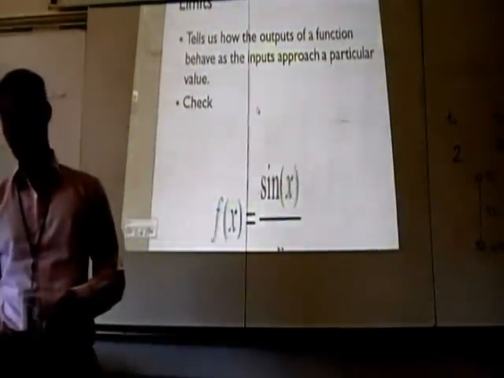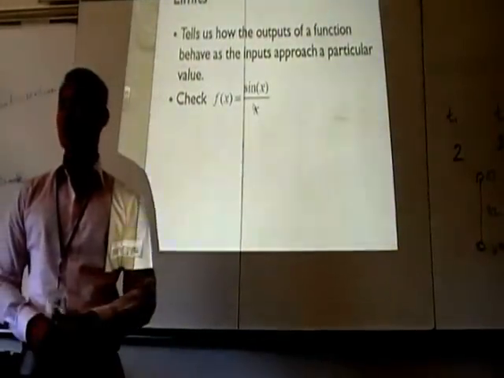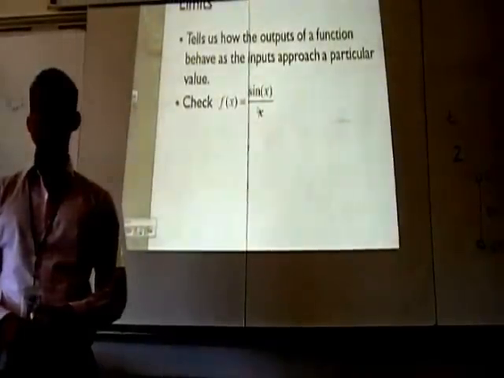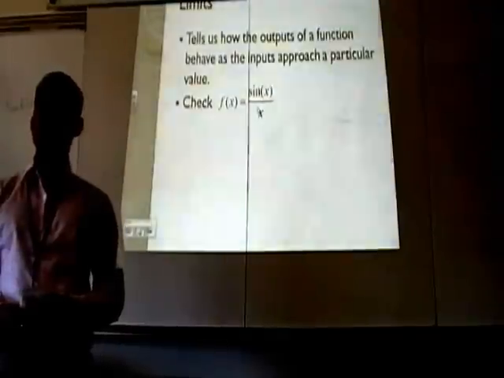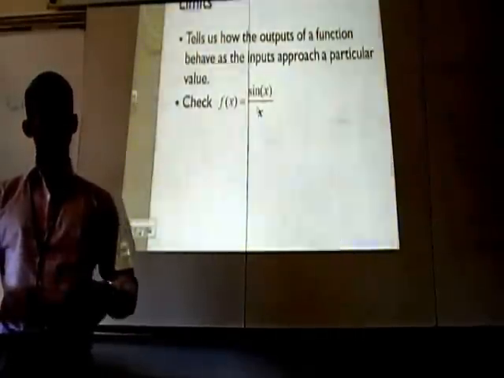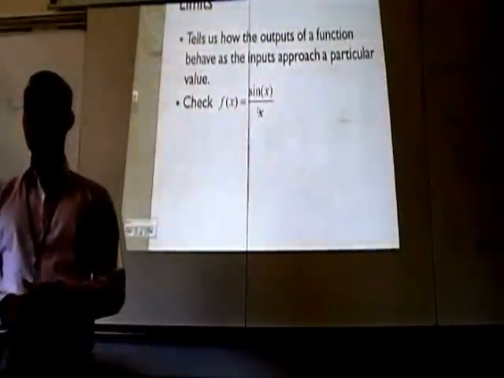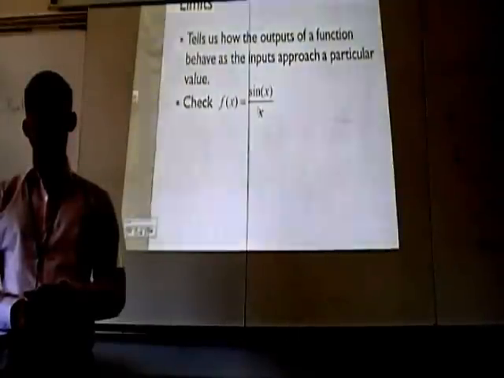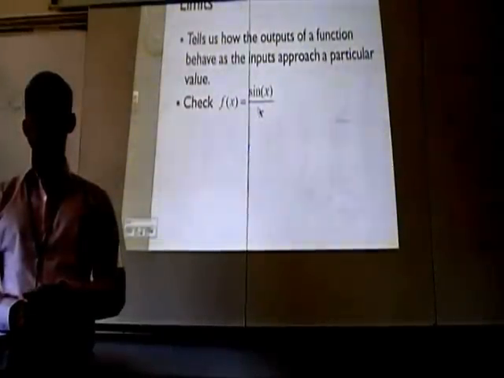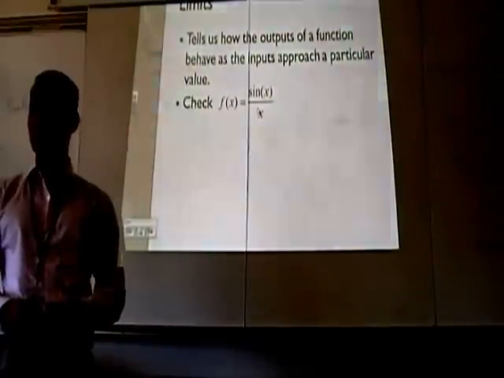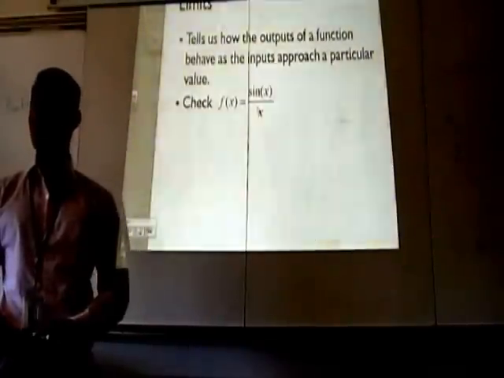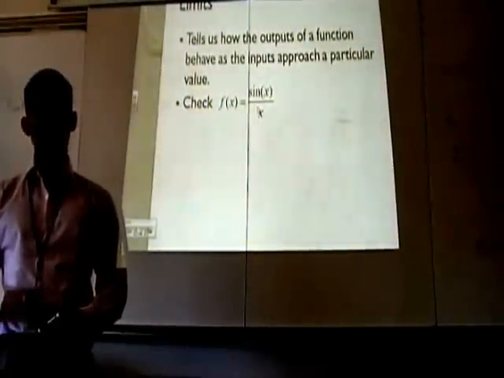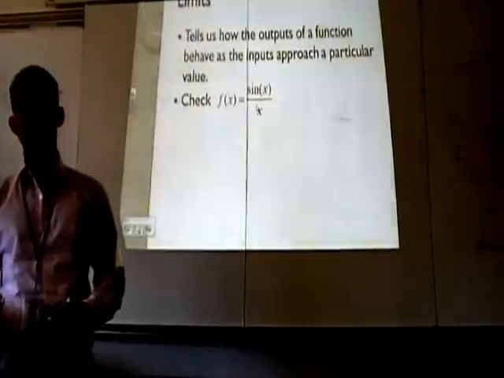Okay, so let's look at sine x over x as an example. We're going to look at what sine x over x looks like as it gets closer and closer and closer to 0. We're going to see what happens as x gets closer and closer to 0, because obviously it can't be 0, right? But we're going to get so close to it, we're actually going to figure out what it is.